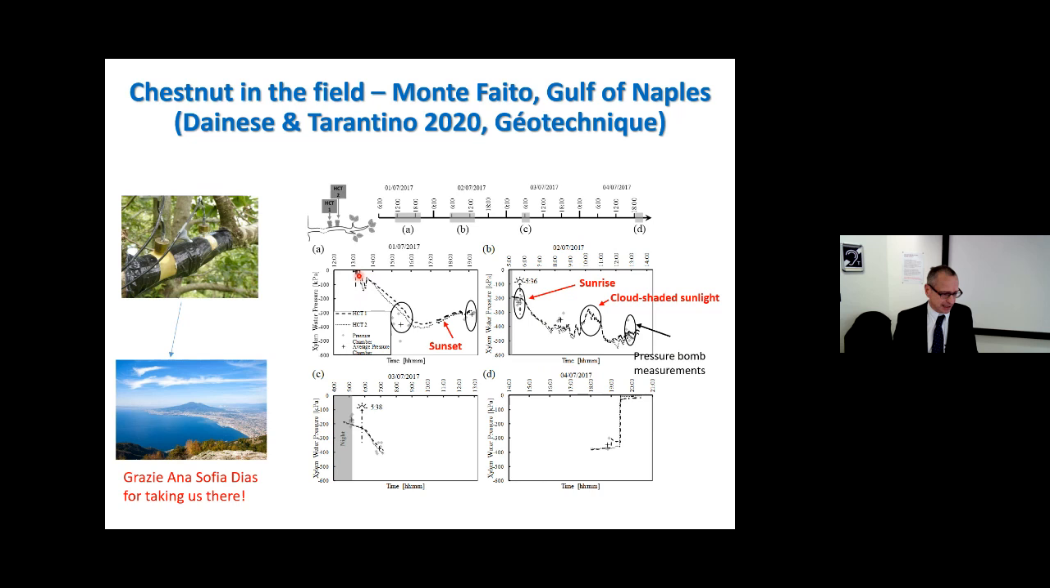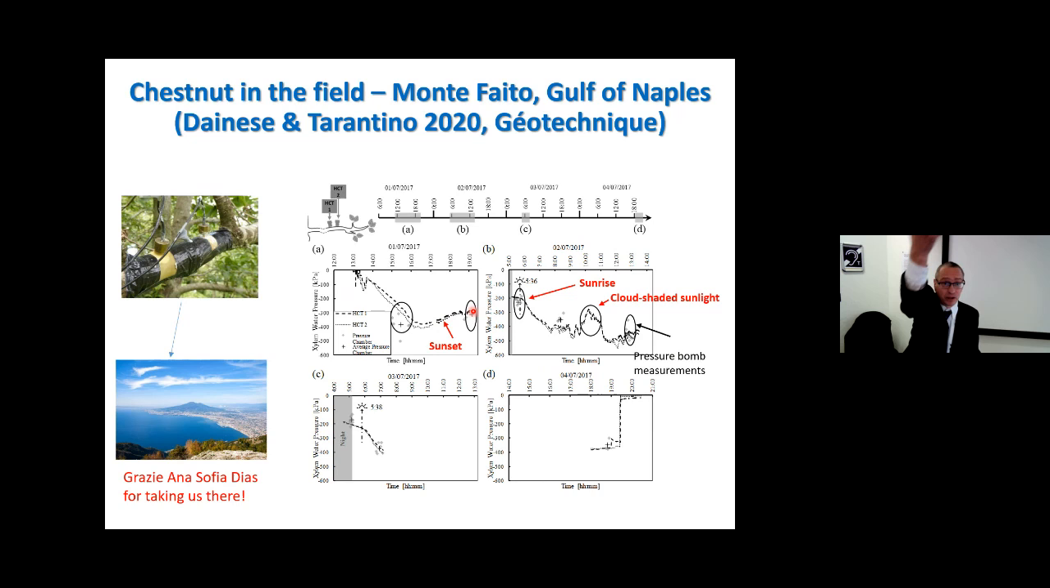So this is the water pressure in the xylem. Forget about this initial part because it's the equilibration time. What you see here is that you have a peak around 5 o'clock and then you have sunset. When you have sunset, the stomata are closing because there is no need for the stomata to remain open because there is no sun anymore. So the stomata are clever enough to close.